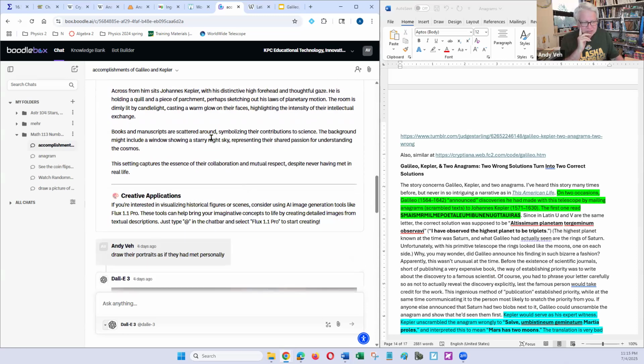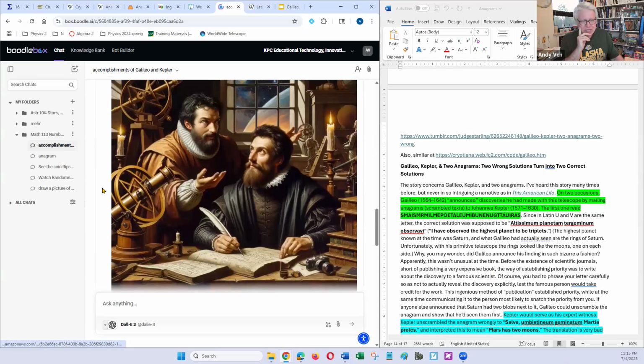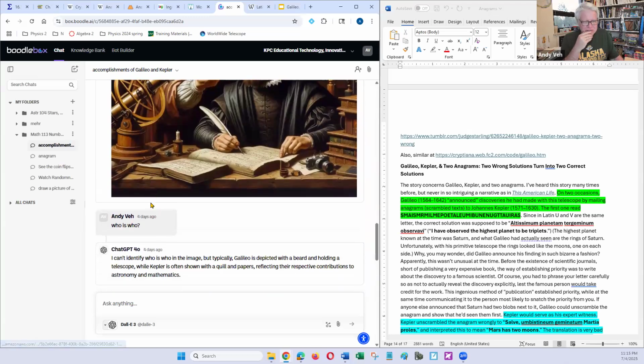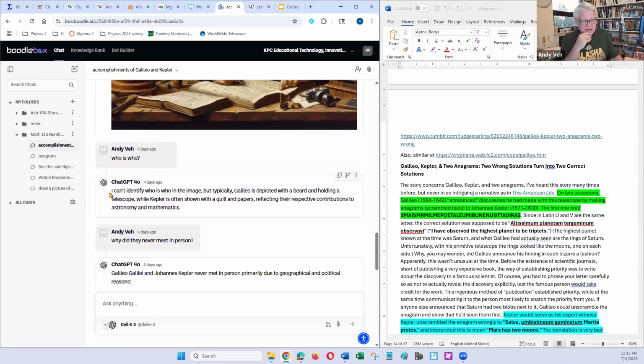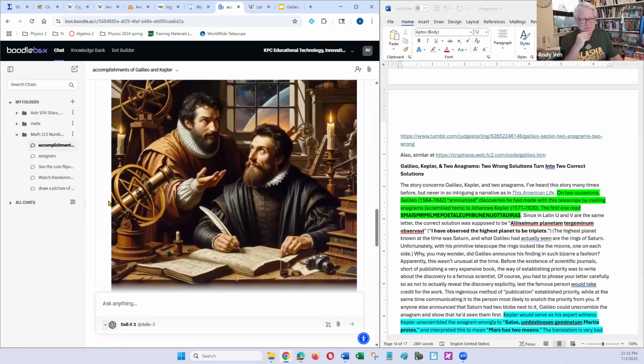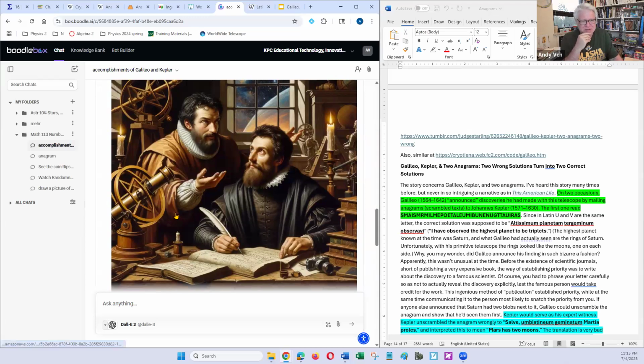And by the way, I asked Chat to make me a drawing here. And if they had hypothetically met right there, it would be this. And then I asked Chat, hey, who's who? And it said, because when we look at actual portraits, with their beard, they look similar, it says, I can't identify who is who in this image, but typically Galileo is depicted with a beard and holding a telescope. Okay, they both have a beard in this drawing here. I would go, okay, this is Galileo here, and he is near the telescope, and Kepler is doing some calculations here.